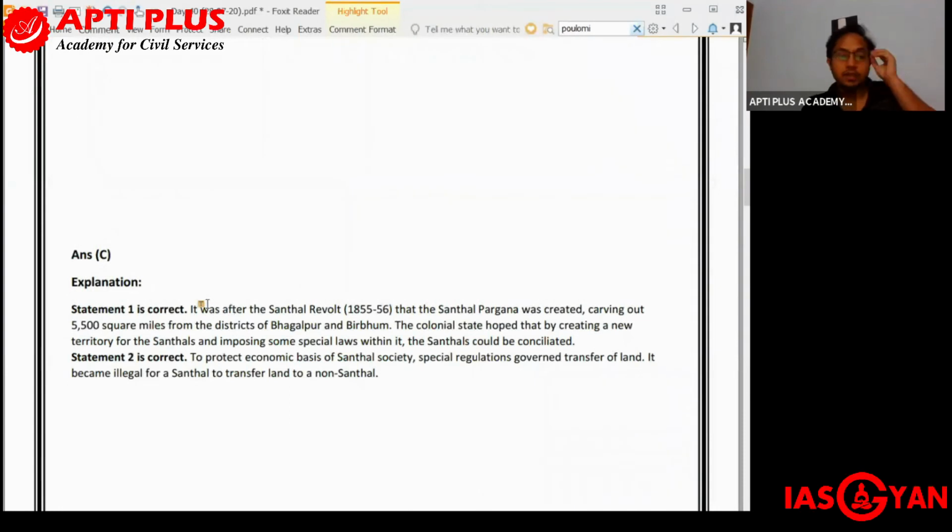The first statement: it was after the Santhal revolt of 1855 to 56. So when did the Santhal revolt take place? Around 1855 to 56, that the Santhal Parganas were created. How much? By carving out almost 5,500 square miles from the districts of Bhagalpur and Birbhum. The colonial state hoped that by creating a new territory for the Santhals and imposing some special laws within it, the Santhals could be conciliated.